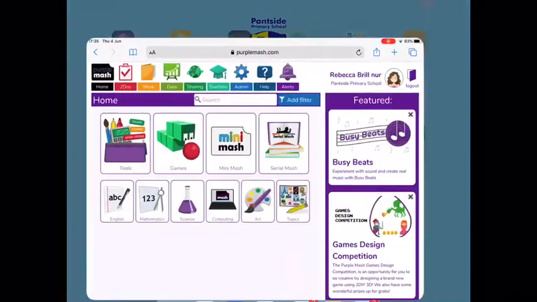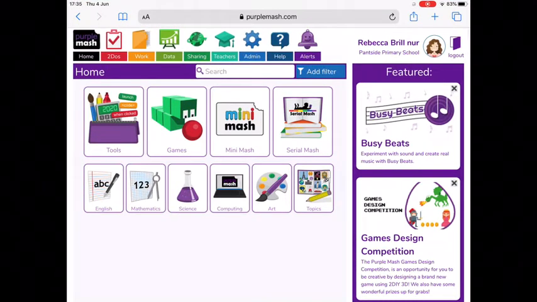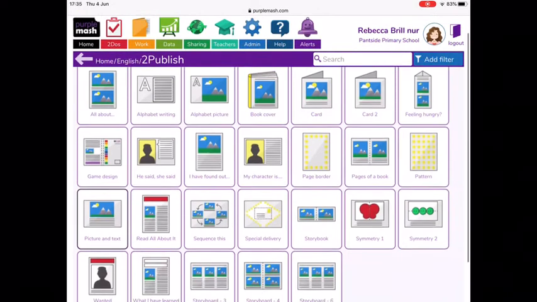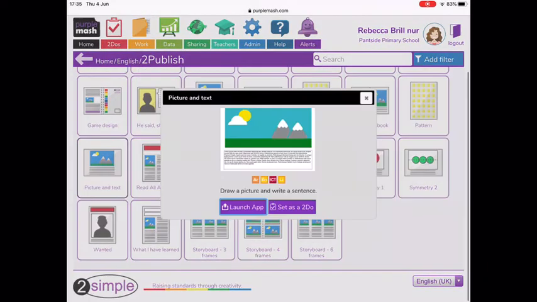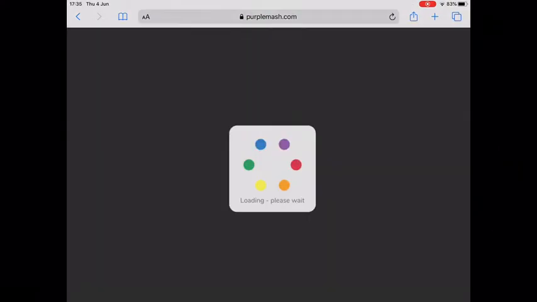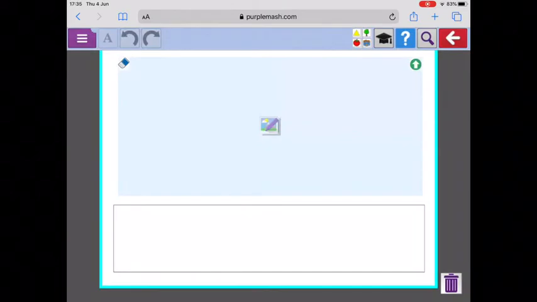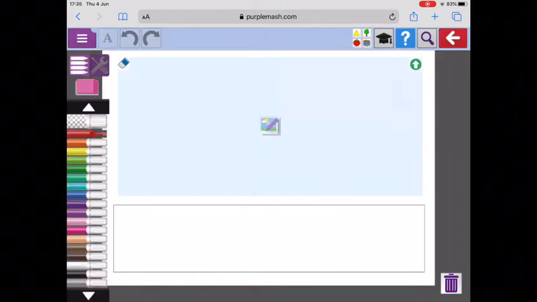So I've decided I'm going to use Purple Mash to do mine. So I've clicked on Purple Mash, I've logged on and I've clicked on English. Next I'm going to click to publish and I'm going to choose the symbol of picture and text. So firstly, let's draw a picture at the top.